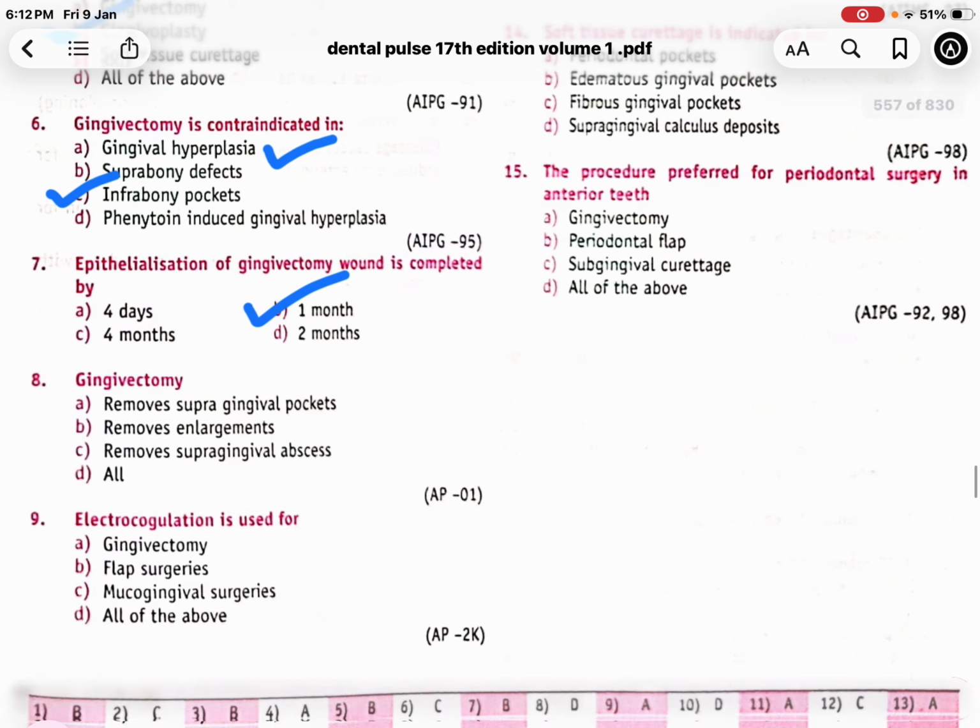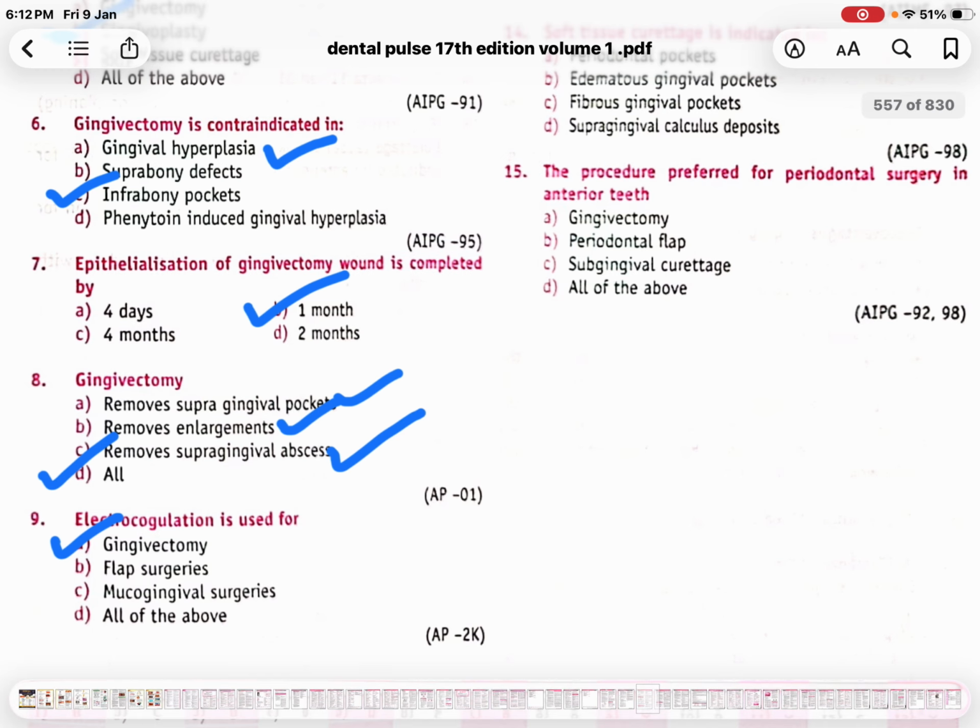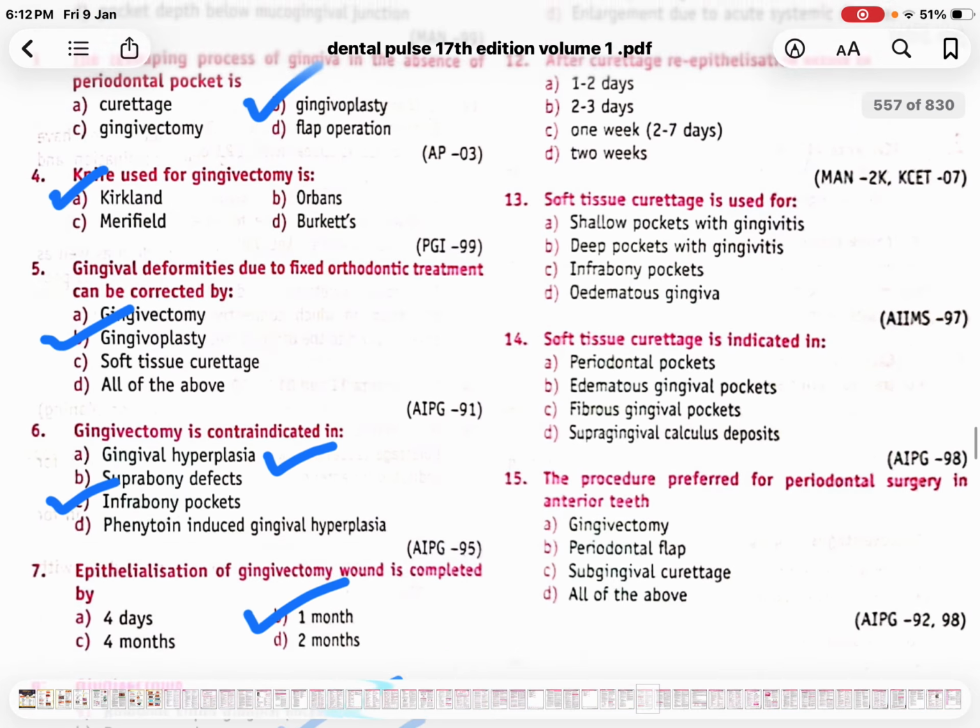Next, gingivectomy, what it will do, it will remove the supragingival pockets, remove the enlargements and remove the supragingival abscess. So that's all. Next, electrocoagulation is used for... so it's used for gingivectomy. Okay. Electrosurgery can be used for gingivectomy, gingivoplasty, relocation of the frenal attachment, incision of the periodontal abscess and periodontal flap. Okay. This is called electrocoagulation, used for gingivectomy.